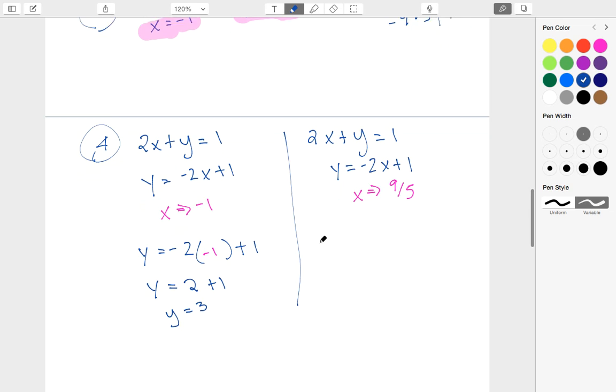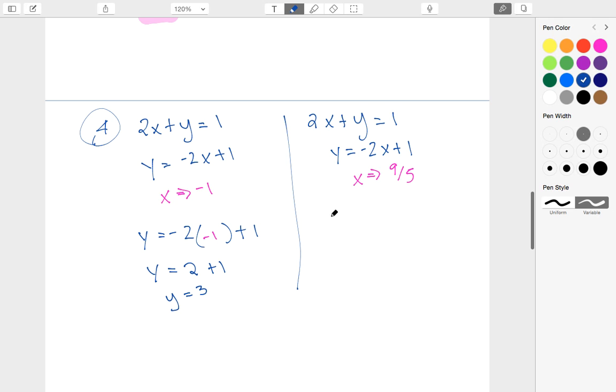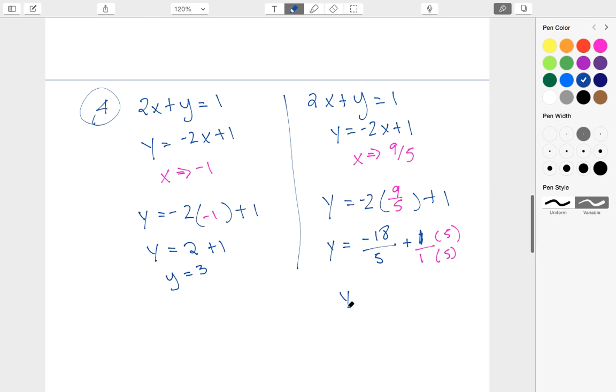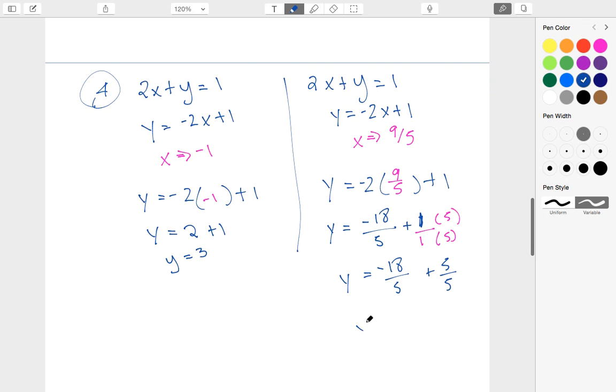Okay. And then here, this will take a little bit more time because we have a fraction, but no problem. And we'll go ahead and substitute 9/5, and we'll multiply these out. So y equals negative 18 over 5 plus 1. So what we need to do there is rewrite this as a fraction and multiply bottom and top by a common denominator. So then y will equal negative 18 over 5 plus 5 over 5. We can go ahead and add the numerators together, and we'll get y is equal to negative 13 over 5.